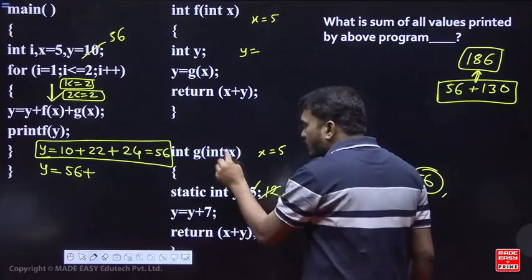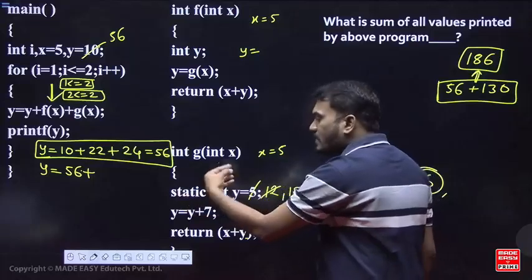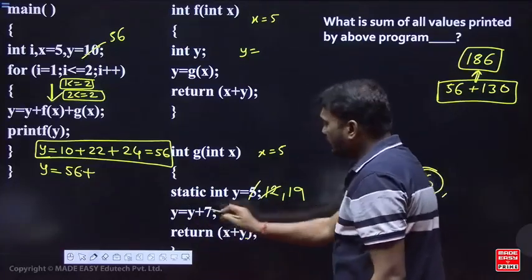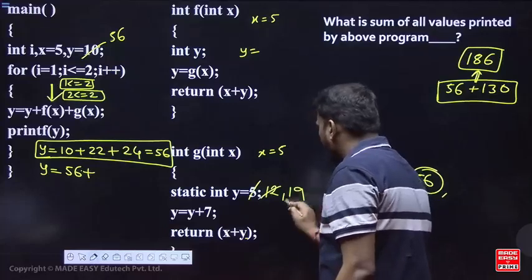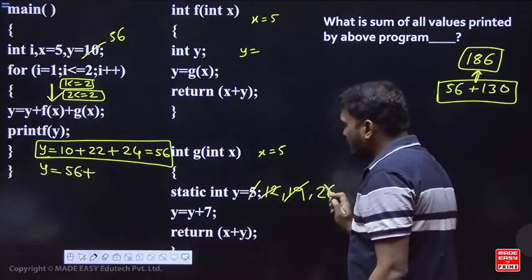Here also you receive x. What is the value you receive? 5 only. And next, static. Static means skip. Y equal to y plus 7. Y plus 7, 19 plus 7. How much is that? 26. 19 plus 7, that is 26.